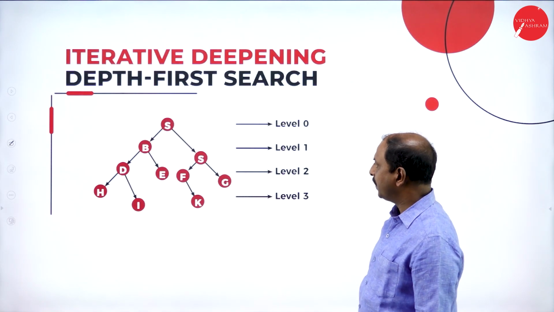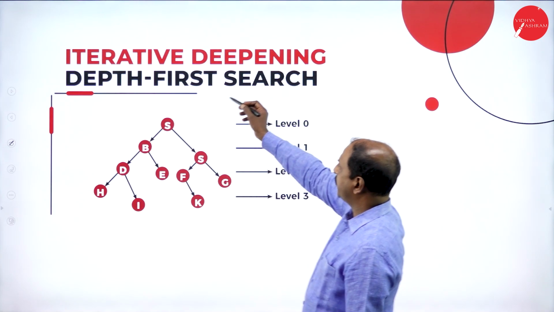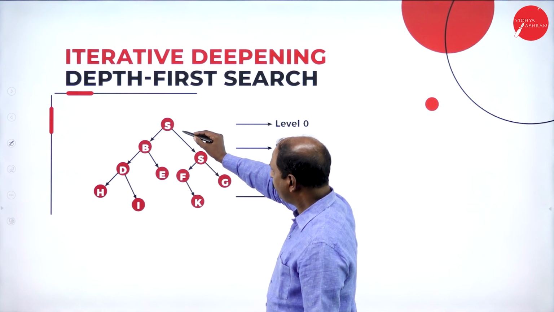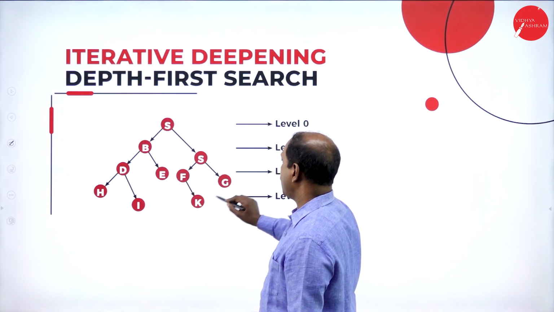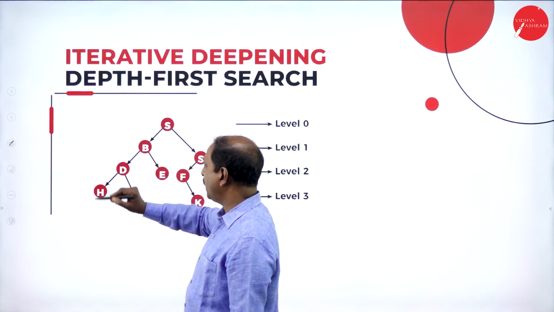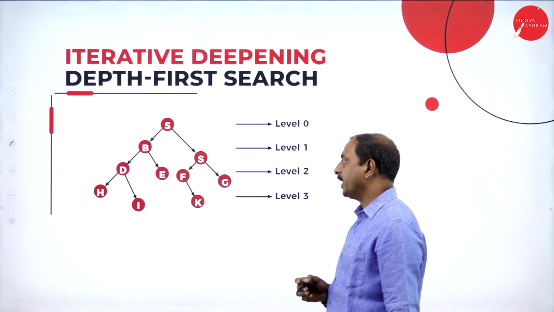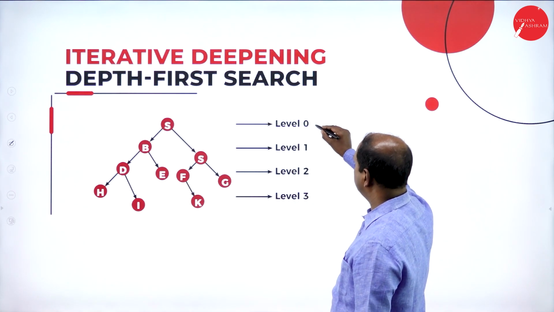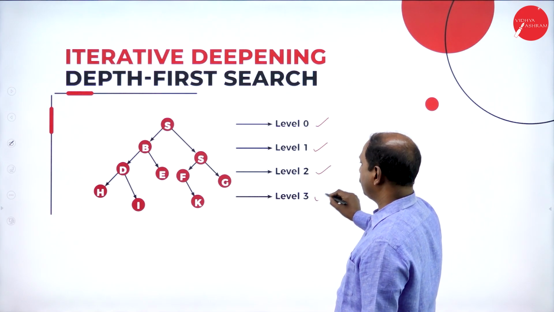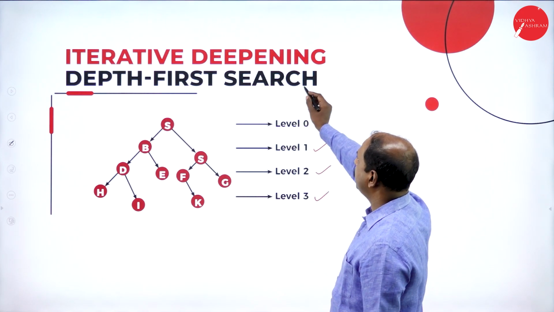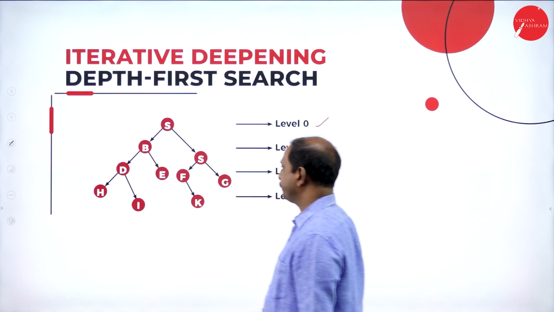Now let's look at the example here. This is the graph with nodes S, B, E, F, K, G, D, I, H. All these are different nodes of the graph. This is level 0, level 1, level 2, and level 3. So what is the meaning of the iterative deepening depth first search algorithm?